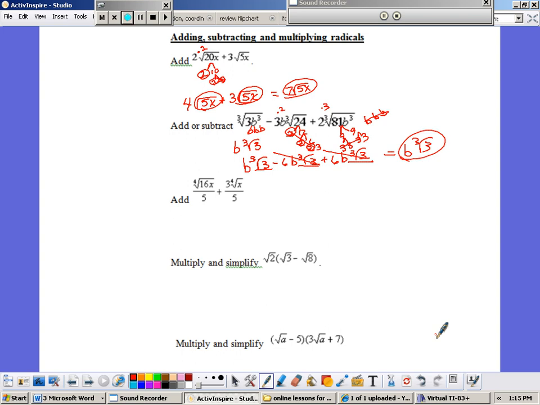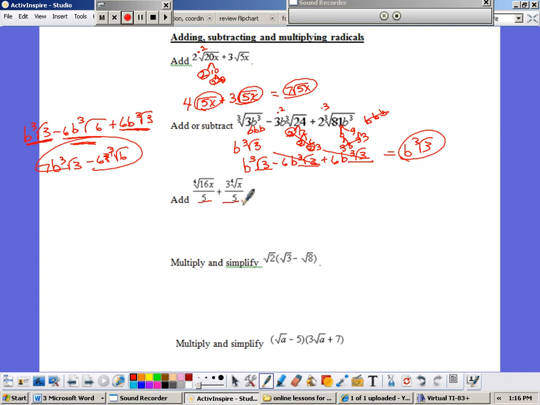Now, what would have happened if I would have gotten down to b third root of 3 minus 6b third root of 6 plus 6b third root of 3? Then these two would have gone together, and this would not have. It would have been like an apple, orange, and a banana. Well, an apple and orange. So 6 plus 1 would be 7 third root of 3. They can go together because they have the third root of 3, minus 6b third root of 6. You just leave that on the back. So if they don't all go together, don't freak out. They don't have to.